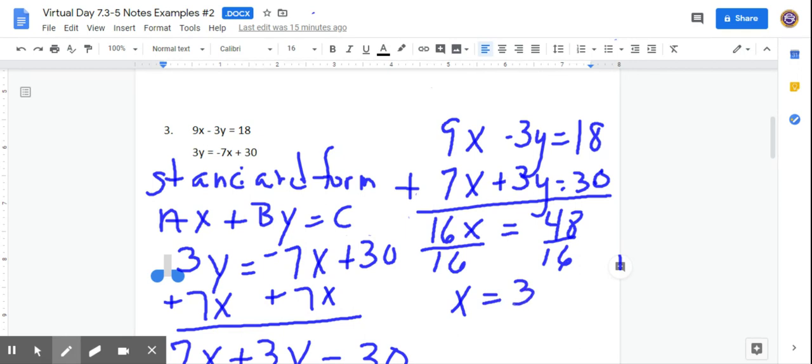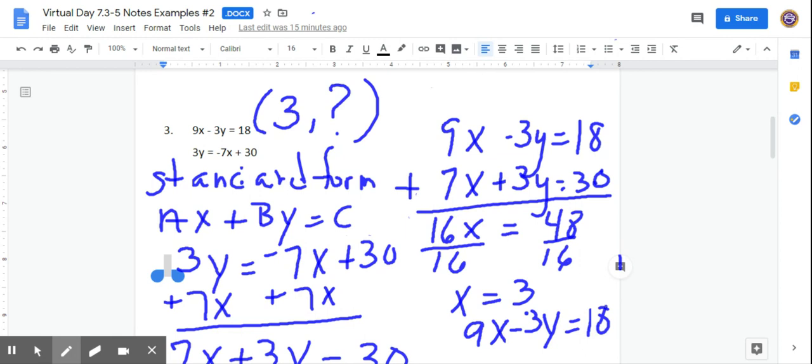Now we know x equals 3. Now, what do we have to find then? We have to find y. So now you're going to take x equals 3, and you're going to pick an equation. Again, it doesn't matter which equation you pick. So let's do 9x minus 3y equals 18.